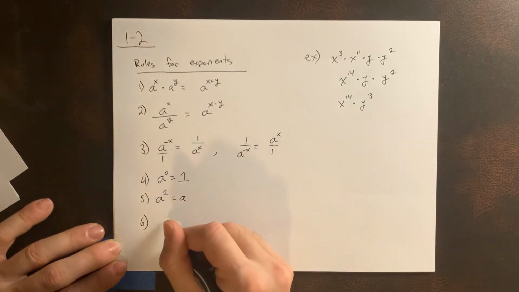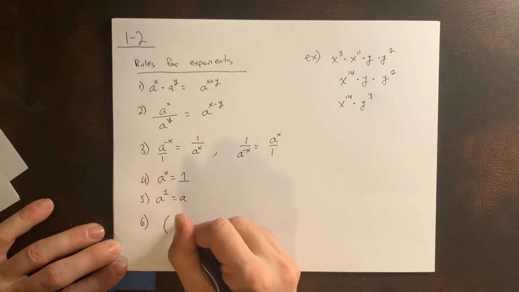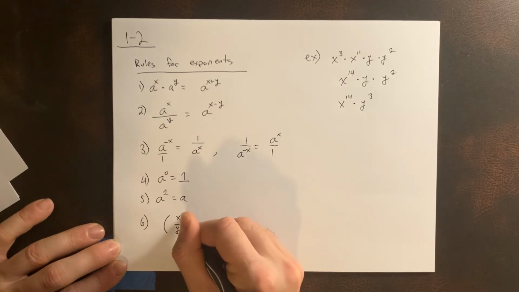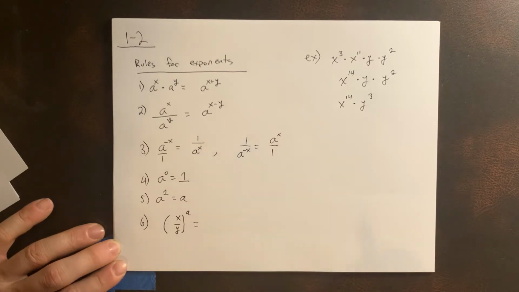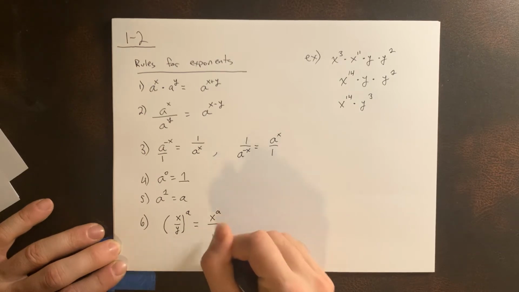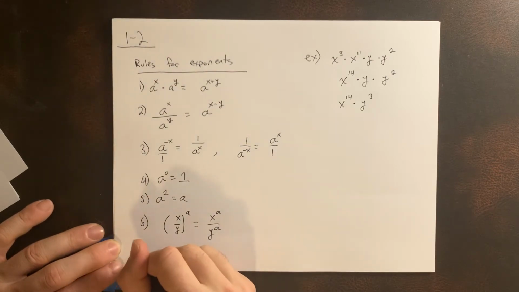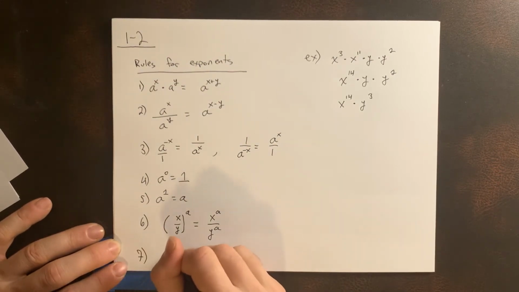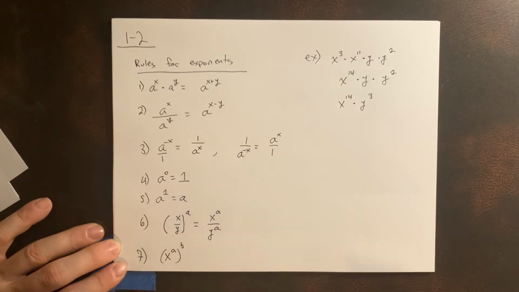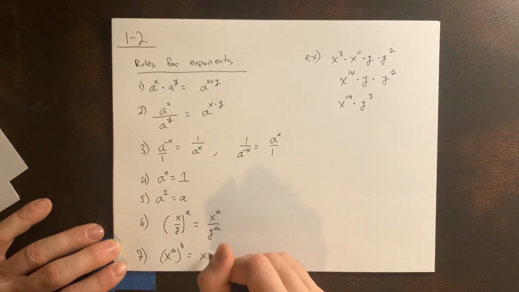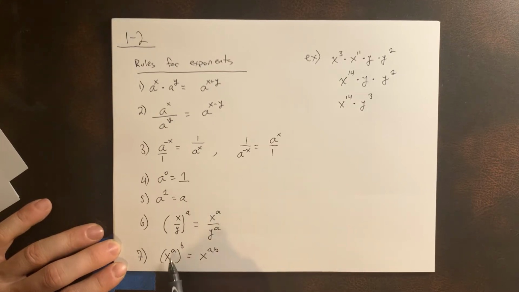Say we have something like x over y, all to the a. What happens is this a goes to the x and this a goes to the y. So we're going to have x to the a over y to the a. And one more property that we're also going to need is, say we have x to the a and this whole thing is raised to another power b. This is going to equal x to the a times b. So if you raise a power to another power in this form, we multiply these two numbers. So x to the a, all raised to the b, is x to the a times b.